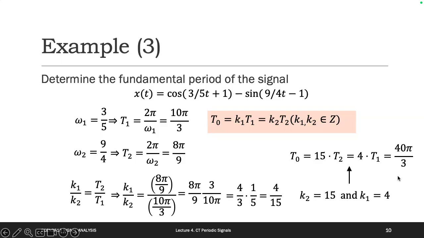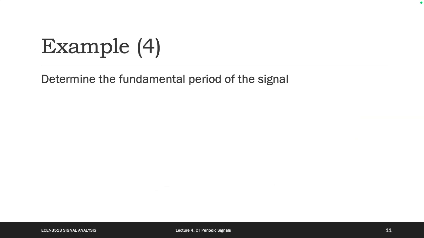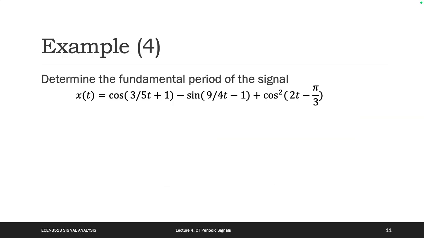Yeah, this is this example. Any questions so far? Just remember for this kind of signal, you use these steps to find your fundamental period. Okay, let's see the other example. How about this one? There are not only 2 terms, there are 3 terms. What should you do? Just add another T. Then you will think there will be k1, k2, k3, am I right?